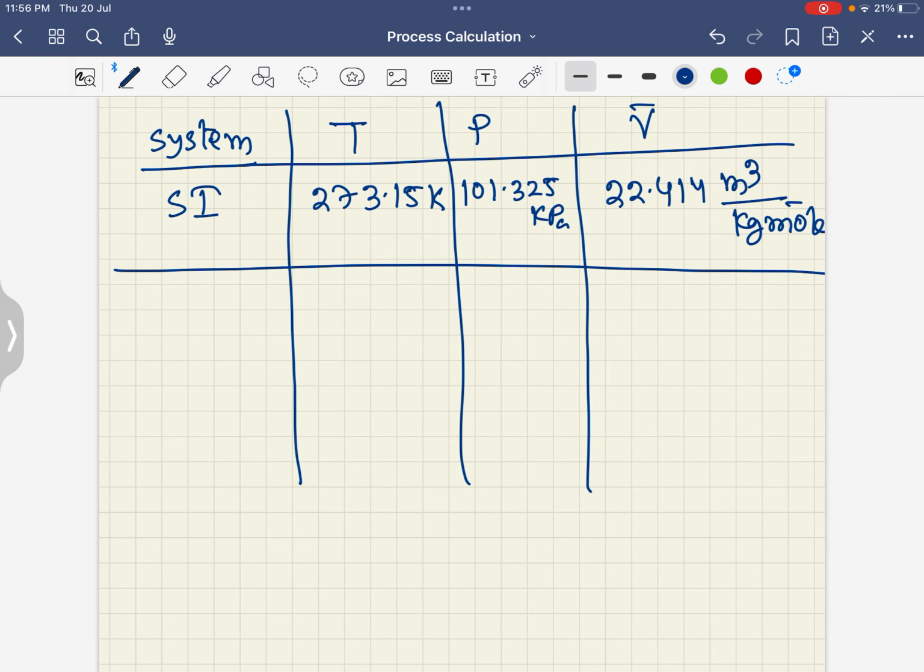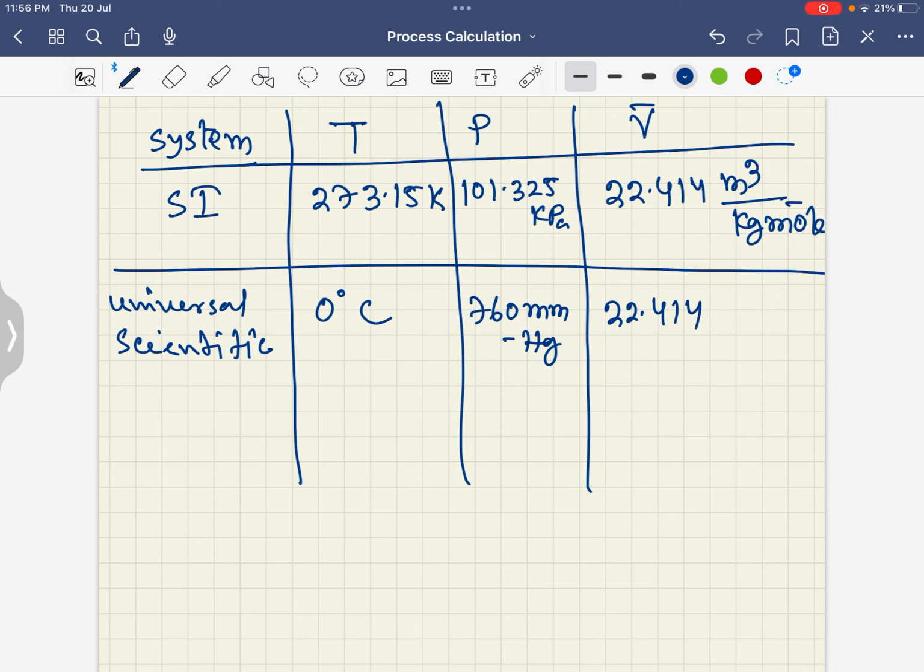Then we can take the universal scientific system. So that is 0 degree centigrade and 760 mm Hg, and then what will be the molar volume? 22.414 liters per gram mole.